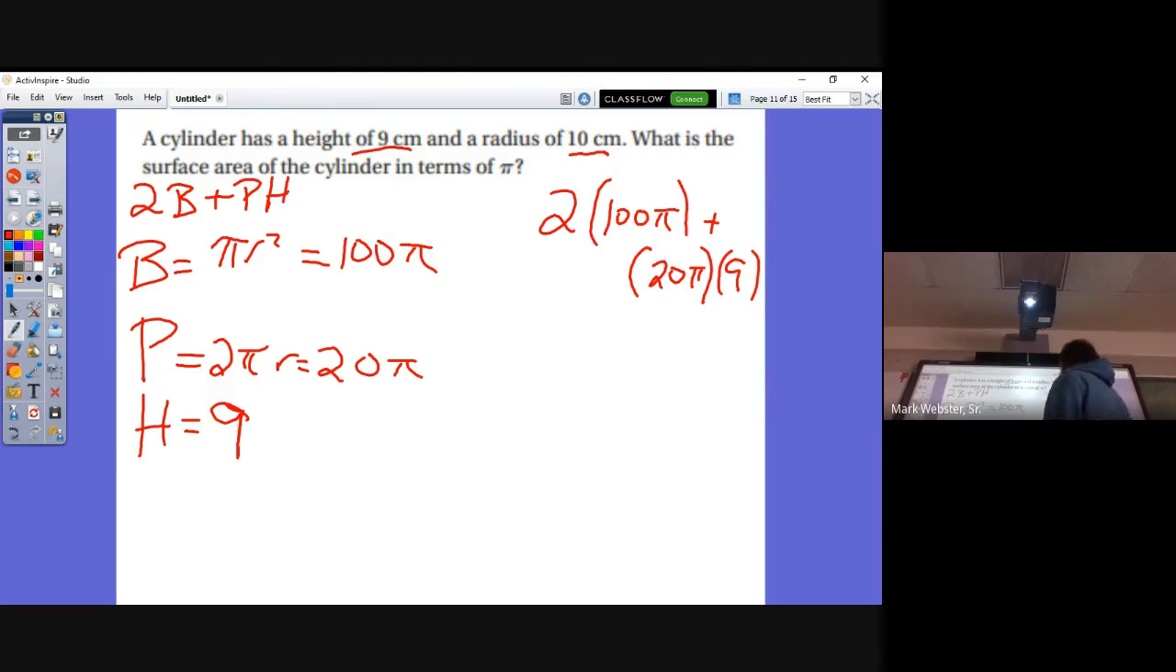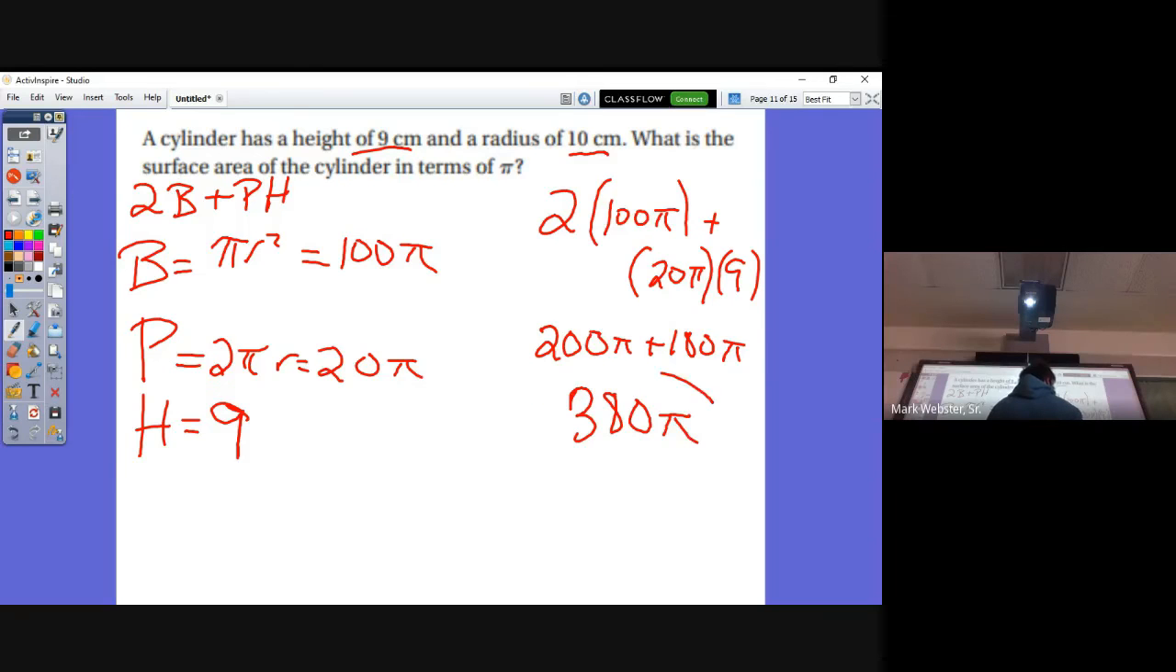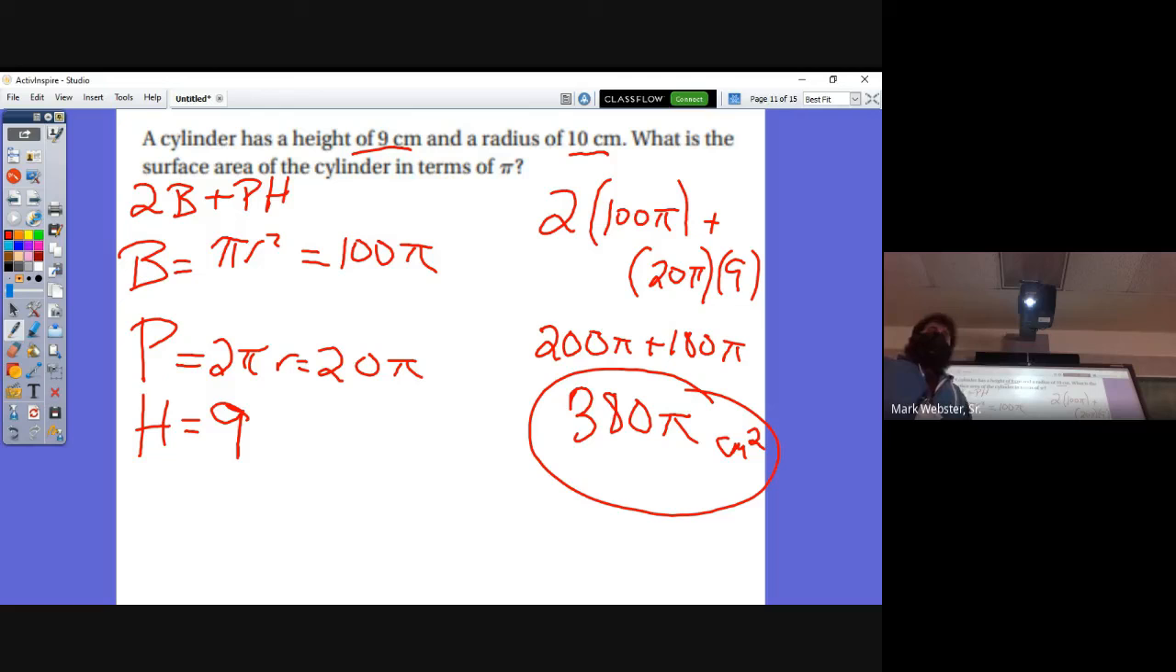And then, so 2 times 100 is 200. 20 times 9 is 180. Just 200 and 180. 380 pi centimeters squared. Thank you. Very good. Yes? Simple? See, it's the exact same thing.